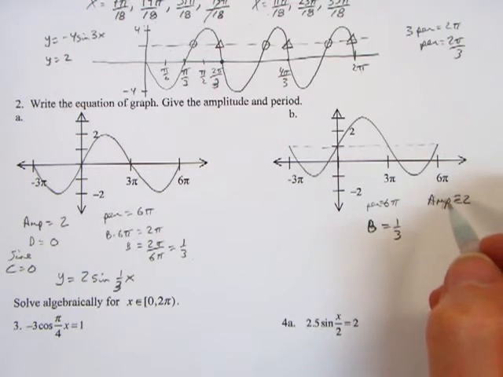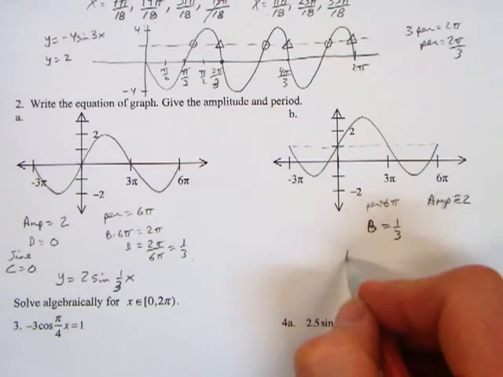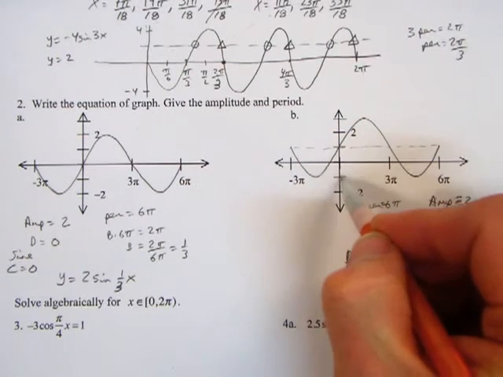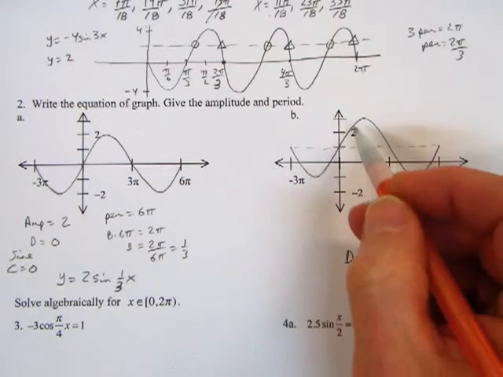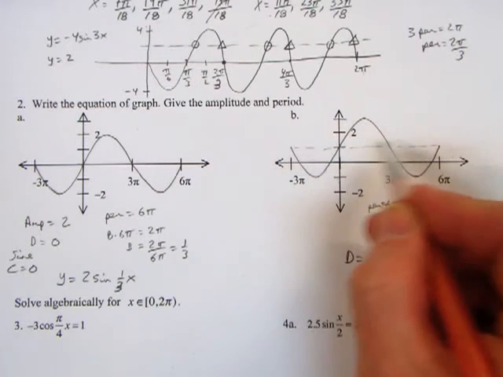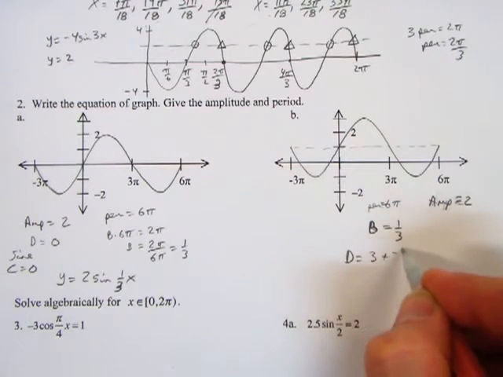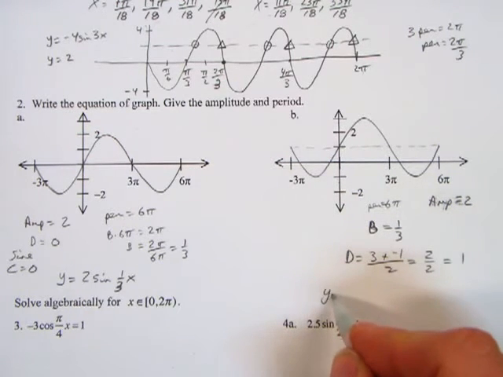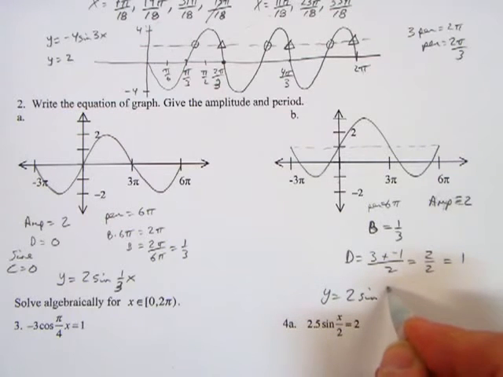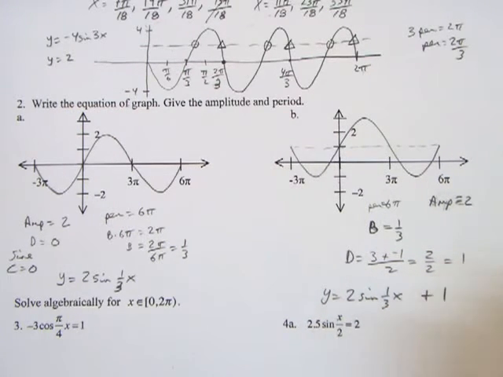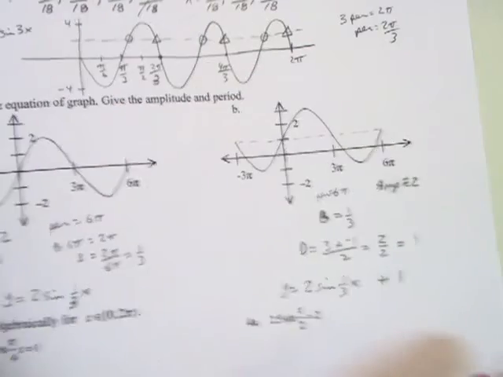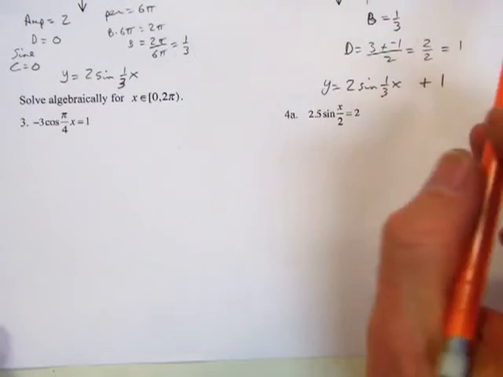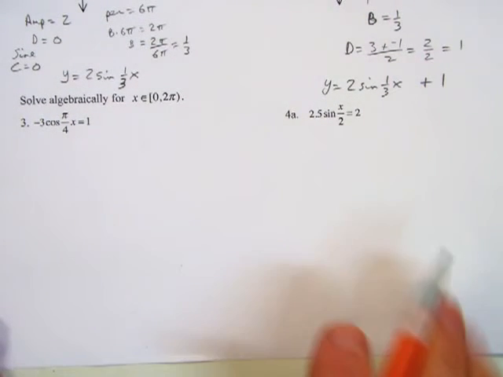Now what's different about this graph? This whole graph was shifted up. So our d value is going to be the average of these two numbers, because it's the midline. D gives us that middle line. So it's 3 plus -1 divided by 2, which is 2 over 2, or 1. And so this equation becomes 2 sine 1/3 x, and then all of that plus 1. So the only thing that one really does is add this d, because we didn't have that in the last one.